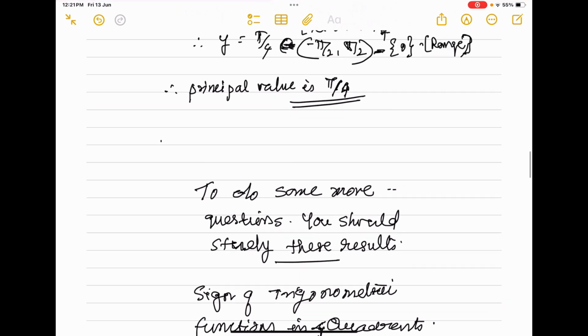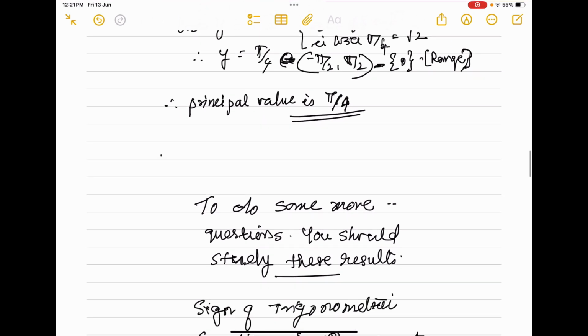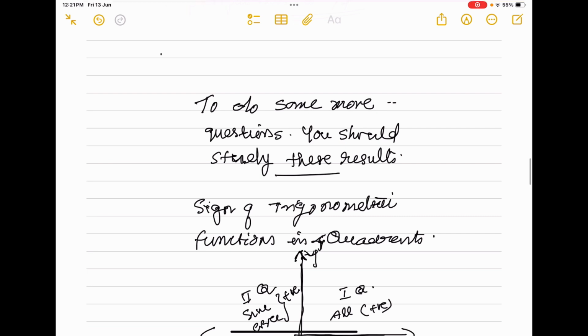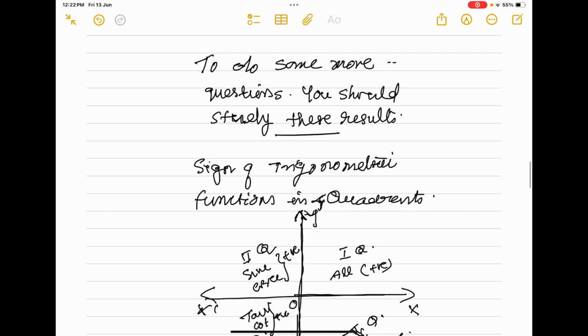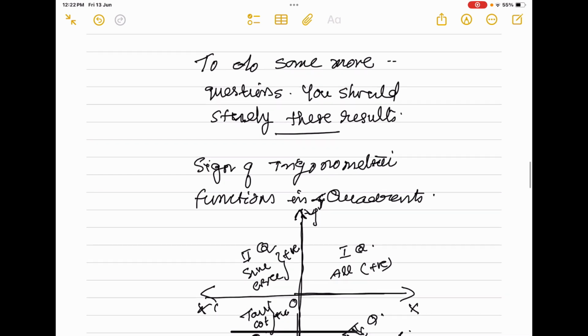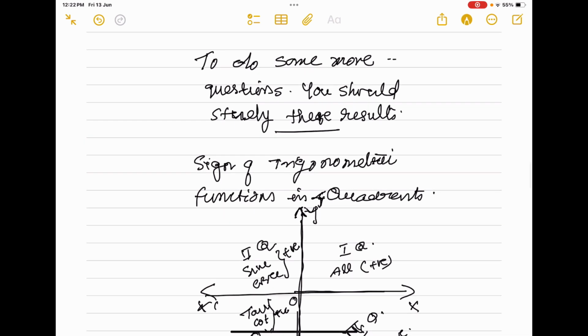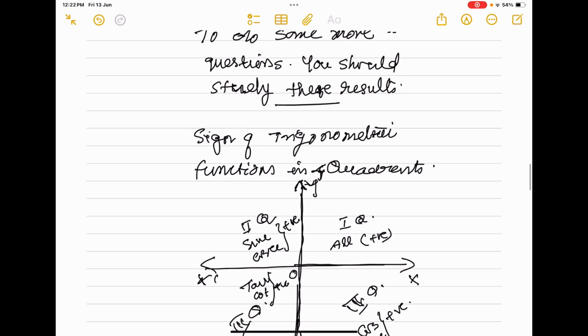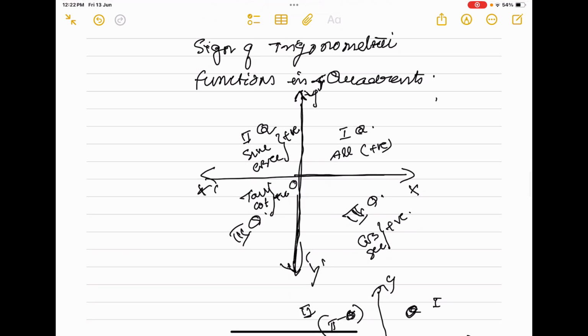Next, I will give some negative values. Sin inverse negative 1 by 2, cos inverse negative 1 by root 2, tan inverse negative 1 by root 3, cot inverse negative root 3, etc. For this, we want to know the quadrants in which sine, cos, tan, and all these 6 trigonometric ratios are positive and negative. So you should study these results, that is, the sign of trigonometric functions in quadrants. So we can remind ourselves like this.